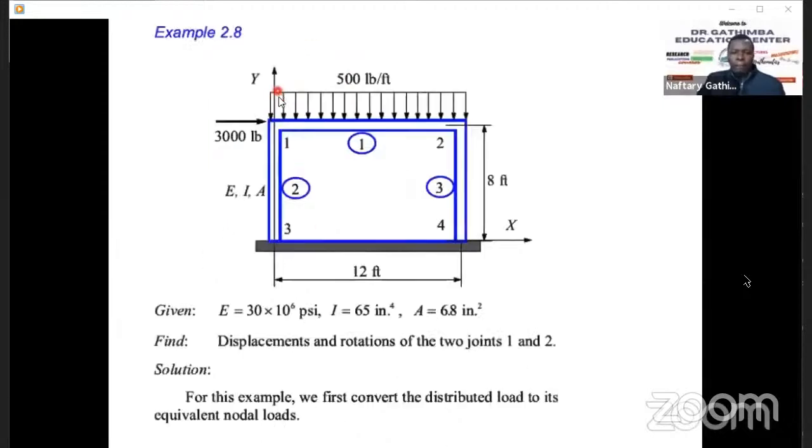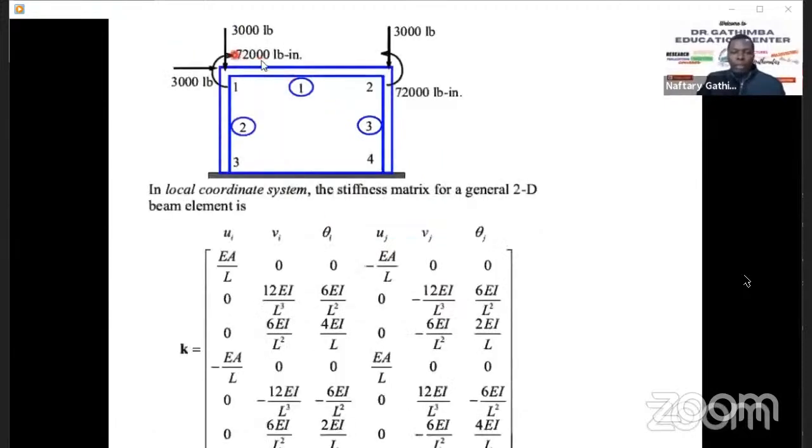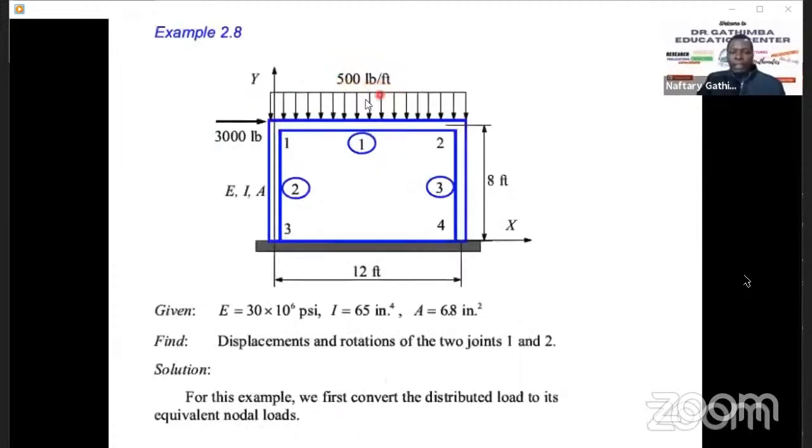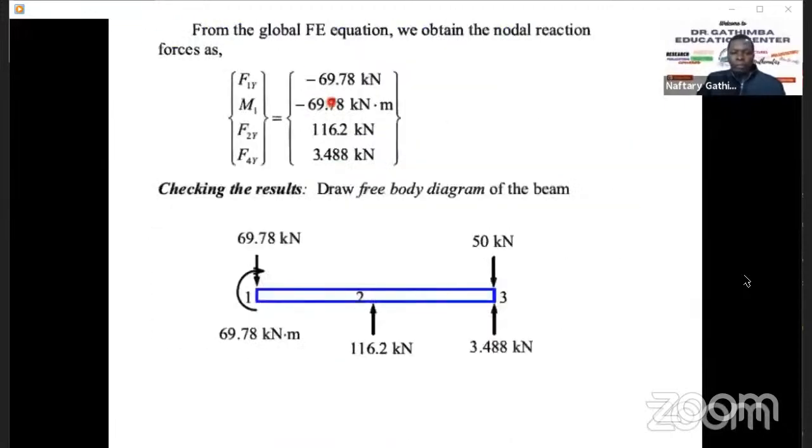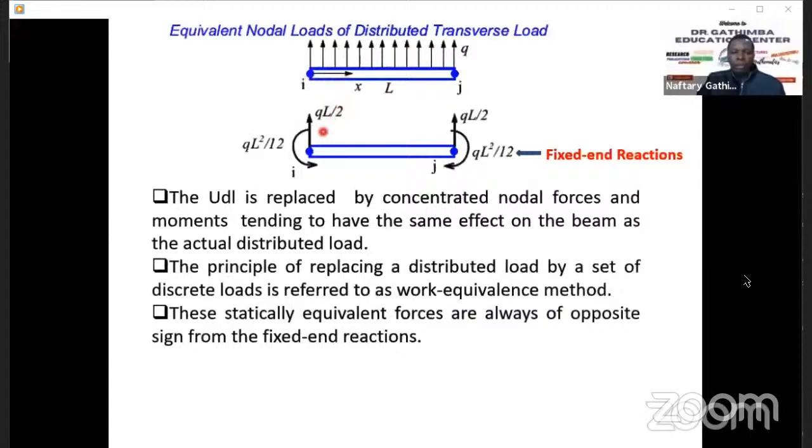The first thing that was done, maybe this is a step we jumped, is to convert this UDL into an equivalent load. To obtain this 72,000, this is just 500 times WL squared over, is it WL squared over 12? And then again the nodal force. Maybe I need to take you back here. For a distributed load, we obtain the equivalent nodal load using fixed-end reactions or fixed-end moments. So you can see how it was replaced.